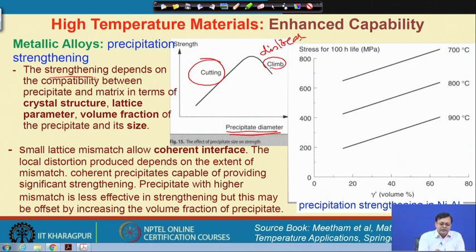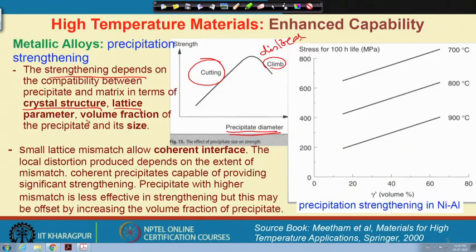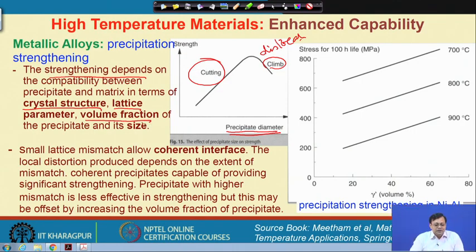So, this strengthening actually depends on the compatibility between the precipitate and the matrix in terms of their crystal structure, because the parent crystal structure may be different from the precipitate crystal structure, or both may be, let us say, FCC phase. However, the lattice parameter may change, and if the lattice parameter changes, then the question of coherency may appear: a coherent, incoherent or semi-coherent type of precipitate. Okay. And also the volume fraction of the precipitate and the size of the precipitate control this.